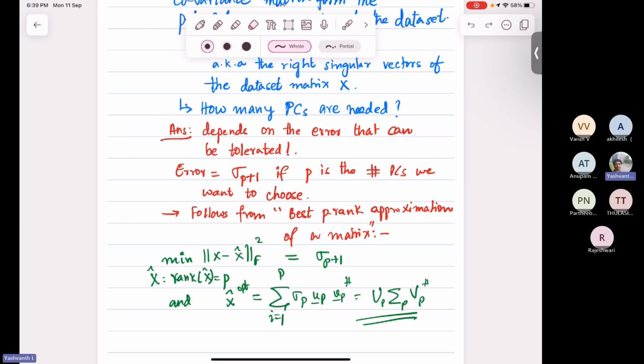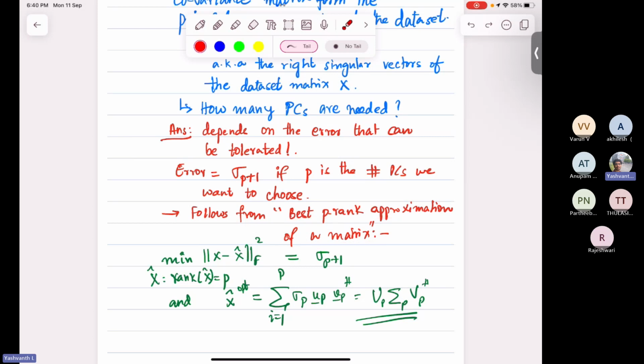It can be solved as an optimization problem. That is, what is the minimum value of the error between X and X hat? That will tell what is the best X hat, because the best X hat should have the minimum error between X and X hat. The best X hat is the minimization over the Frobenius norm squared of the difference between X and X hat, subject to the constraint that the rank of X hat, the best approximation for X, is equal to P. This is called the P rank approximation problem, or the best P rank approximation problem of a matrix.